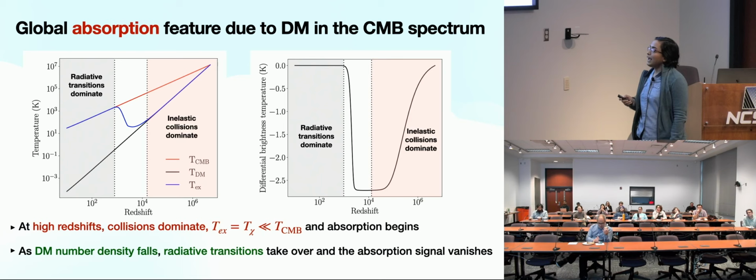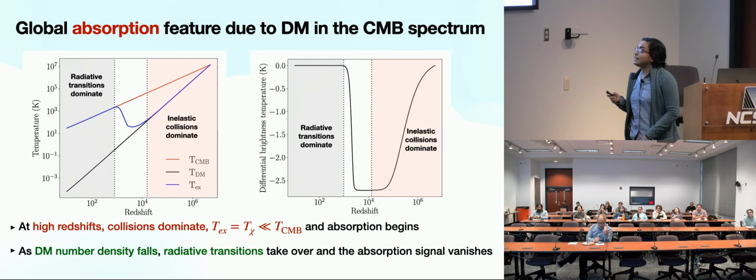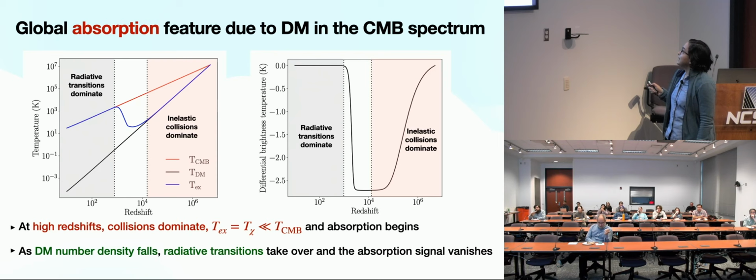And as we go to lower redshifts, because dark matter number density is falling, ultimately collisions will become weak. And it's the radiative transitions due to CMB photons that take over. And that brings the excitation temperature, or the two states of dark matter, in equilibrium with CMB. So on the left-hand side, you can see that when inelastic collisions dominate, because the two states are at a temperature which is much lower than CMB, they can now start absorbing the CMB photons. And that creates this absorption signal over here. And then when the two level system comes in equilibrium with CMB, there is no longer absorption or emission. So the signal vanishes.